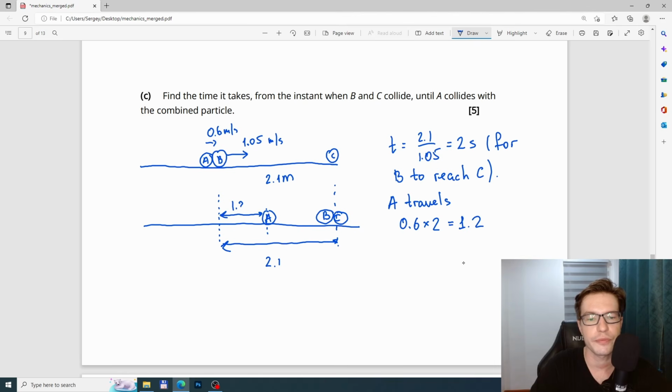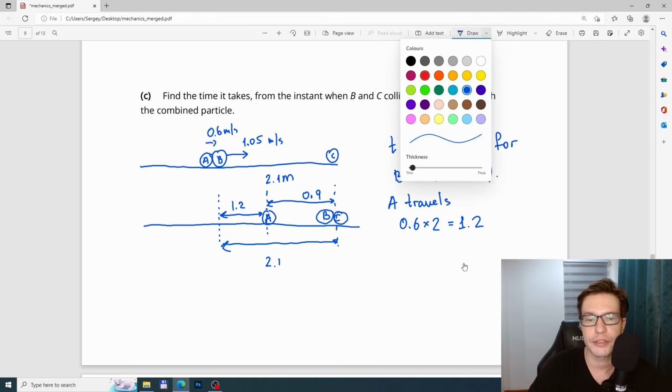So that means when particle B and C collide, particle A, having traveled 1.2 meters, is going to be 2.1 minus 1.2 meters away from the collision of B and C. And that distance equals 0.9. Okay, and now that's where we start the time, because we're looking for the time from the instant when B and C collide. So at this point, t equals 0.